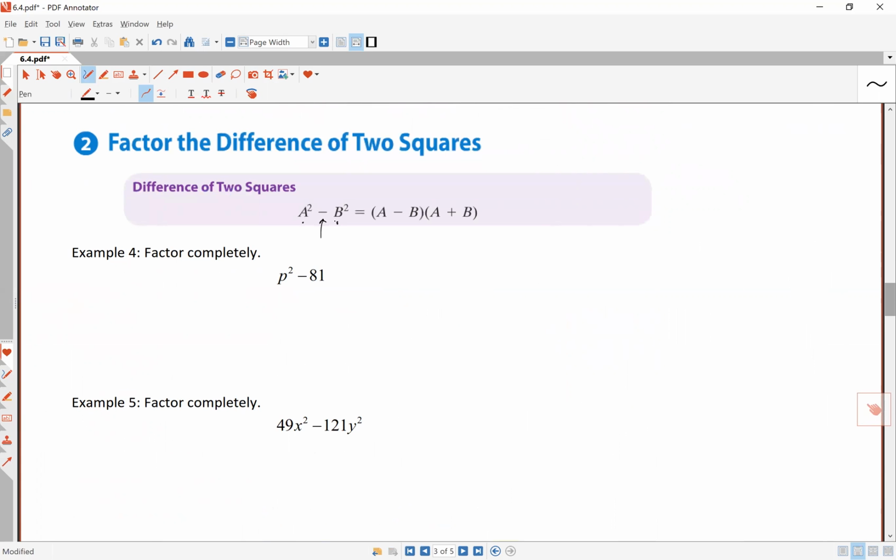When we have a difference of two squares, we take the two pieces and we recover their square roots. P squared is the square of P, and 81, the square root of 81 is 9. So we recover the two pieces, P and 9. We then subtract them, and then we add them. P minus 9 times P plus 9.